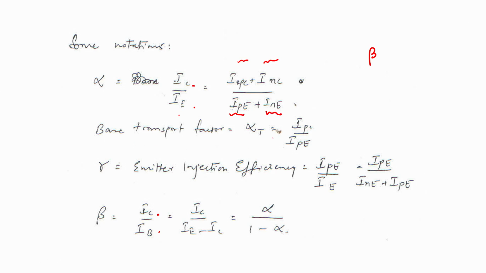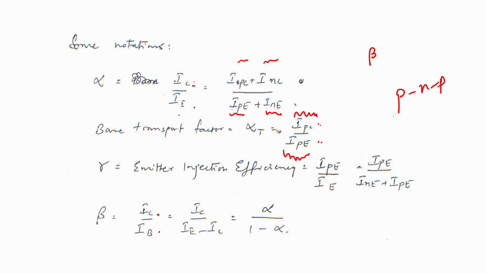IE has got the hole contribution and electron contribution. There is something called the base transport factor, which only looks at the hole concentrations. What is the hole population that the collector collected divided by the total hole population the emitter emitted. It does not take into account the entire IC and IE, but it is a base transport factor. How efficient was the base in transporting the holes in the case of a PNP junction. In the case of an NPN, we will be interested in the electron population. And here you have gamma, which is the emitter injection efficiency. How efficient is the emitter in injecting holes in the case of a PNP.